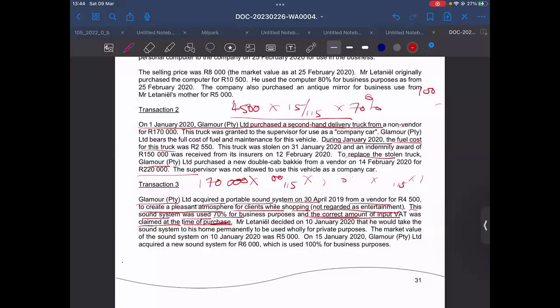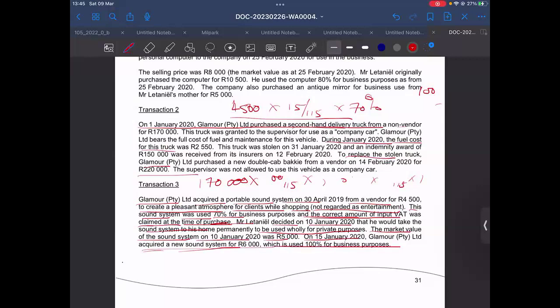Mr. L decided on 10 January that he would take the sound system to his home permanently to be used wholly for private purposes. The market value of the sound system on January 2020 was 5,000. On 15 January, Glamour Ltd acquired a new sound system, which is used 100% for business purposes. Right, on the new sound system, no problem. We're going to claim input VAT at 15% over 115. No apportionment, it is used wholly for business purposes.